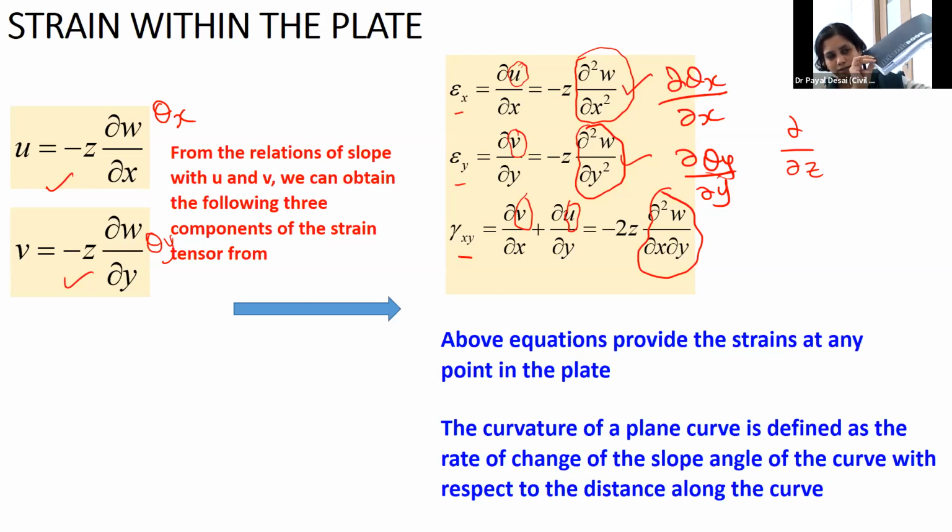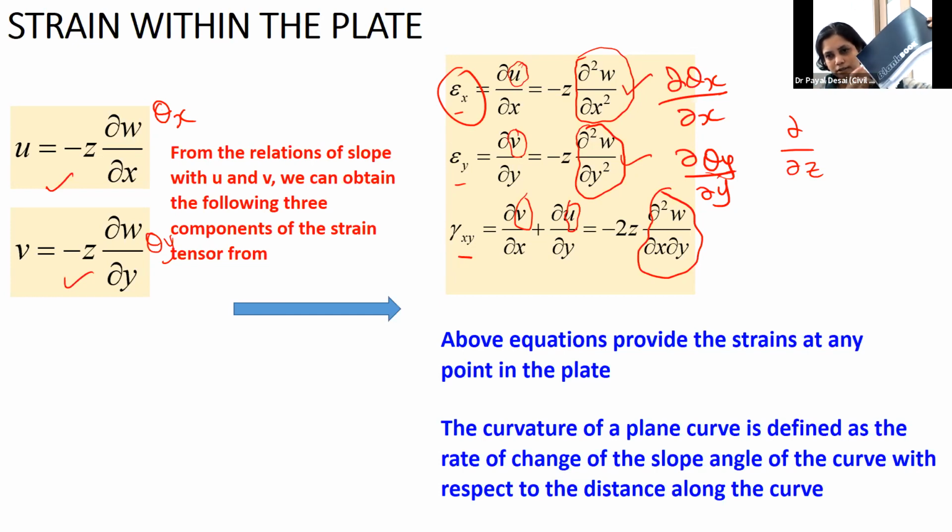So one is changing with respect to x, the other one is changing with respect to y. This phenomenon you do not observe in a beam. Beam is just this normal epsilon x, because we are calculating only the normal strain in the beam.